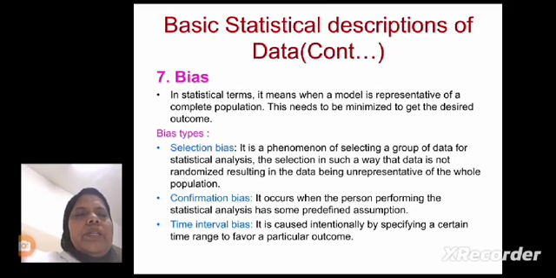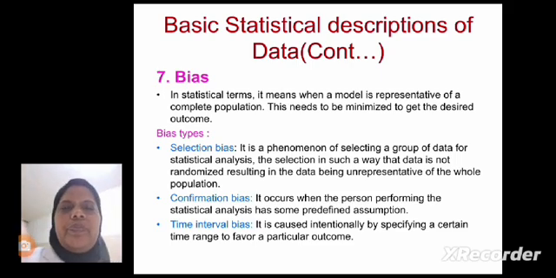Confirmation bias occurs when the person performing the statistical analysis has some predefined assumption. Then the third one is time interval bias. It is caused intentionally by specifying a certain time range to favor a particular outcome. So these are the 7 parameters we are seeing under basic statistical descriptions of data.